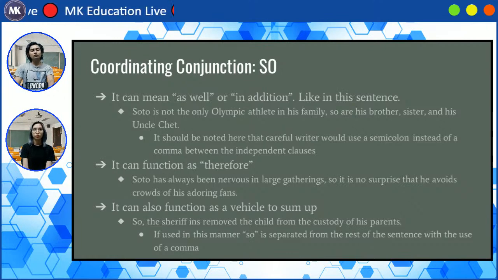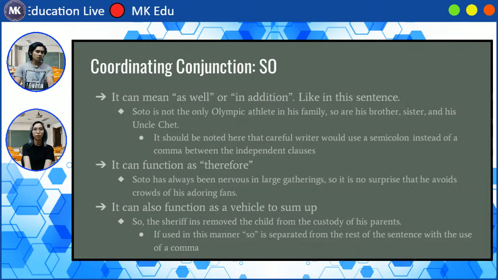Okay, so if you remember previously, when you are having independent clauses, it is separated by a semicolon. But if the first independent clause is followed by a dependent clause or a not standalone sentence, we use a comma there. Okay. So next, it can function as therefore.